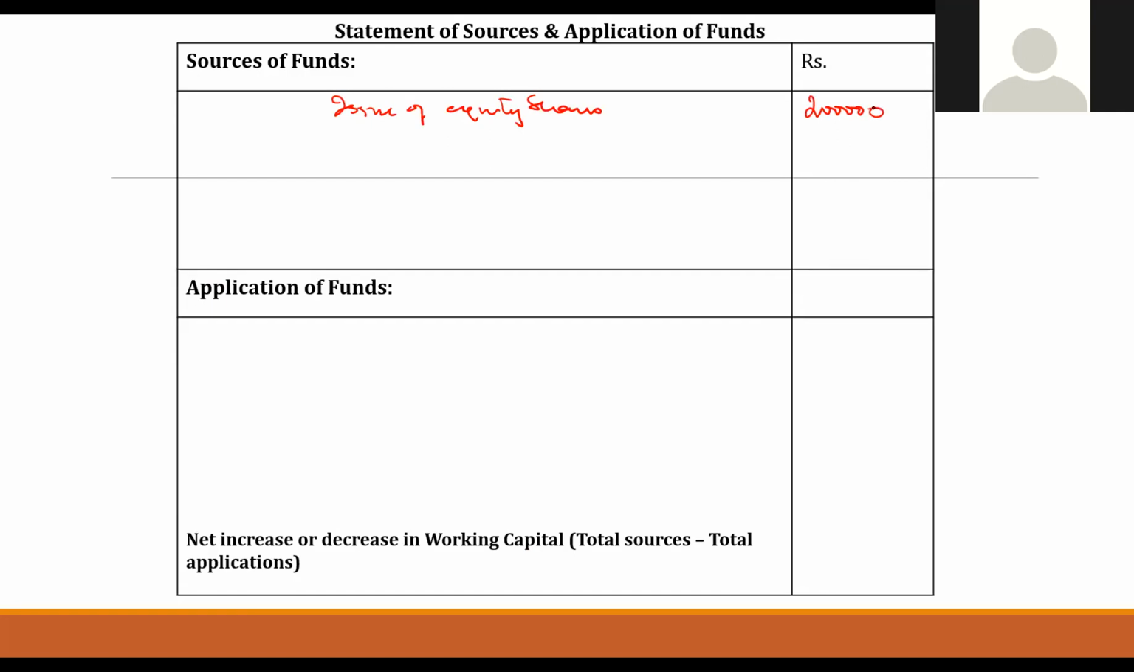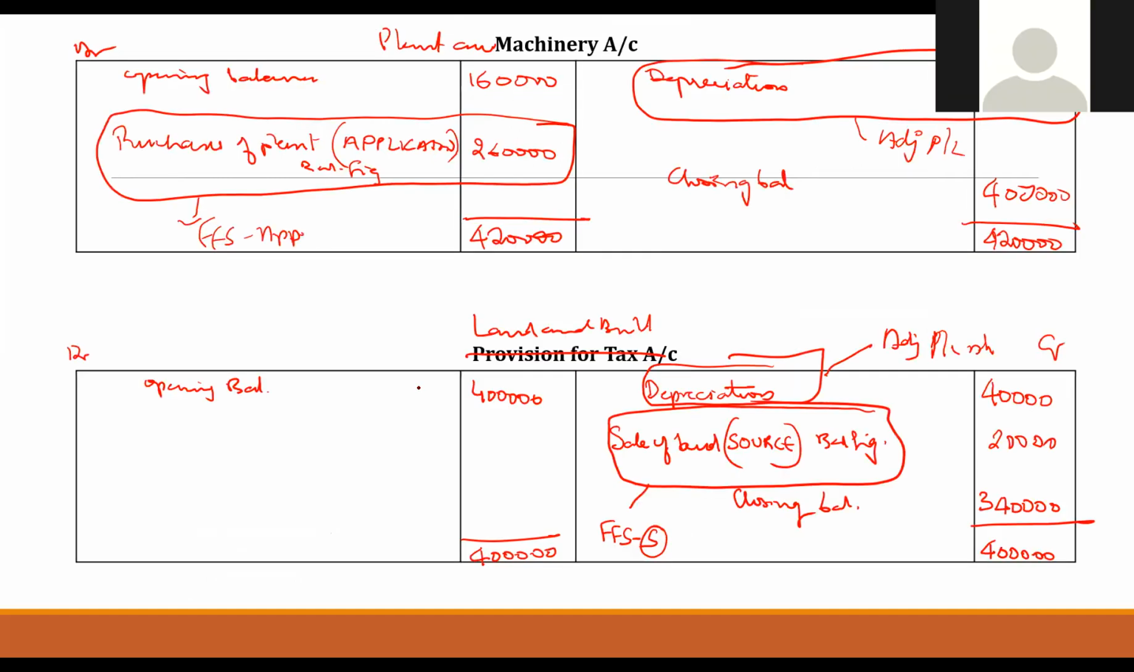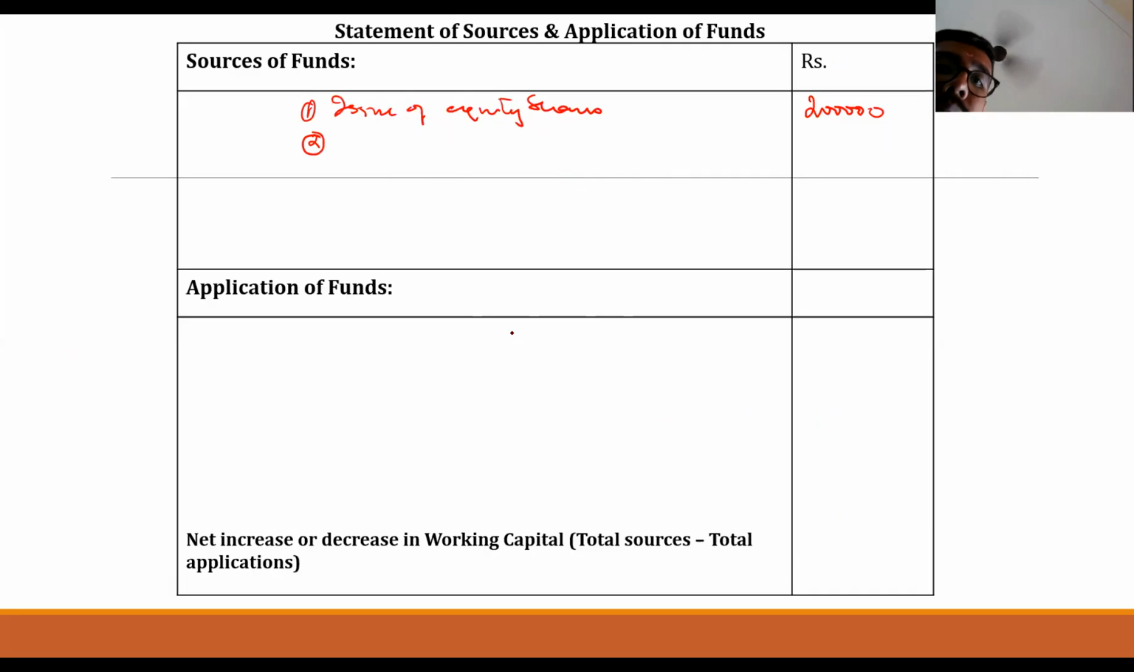Next item, sale of land and building. From where did we get that? From the land and building account. See, on the credit side we have sale of land. That is a source. Amount 20,000. What will be the next major source?